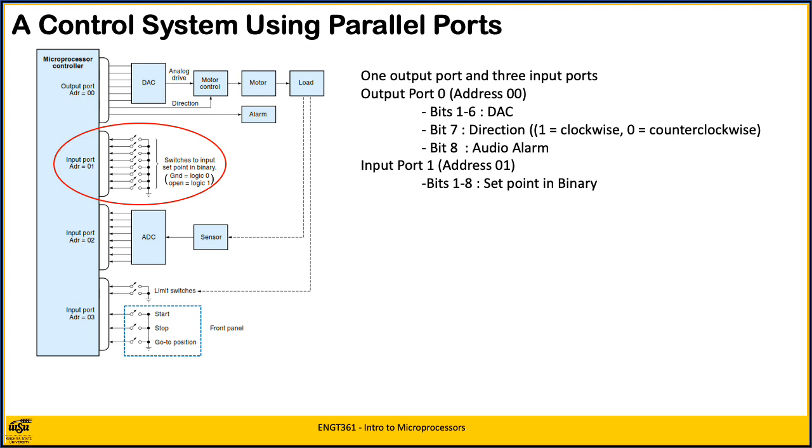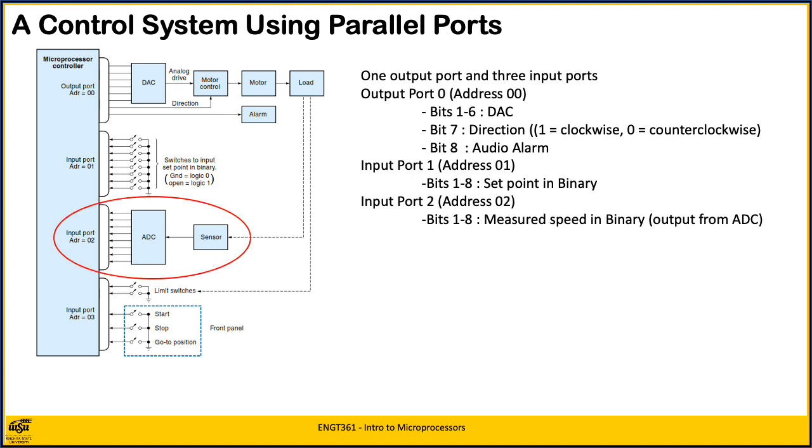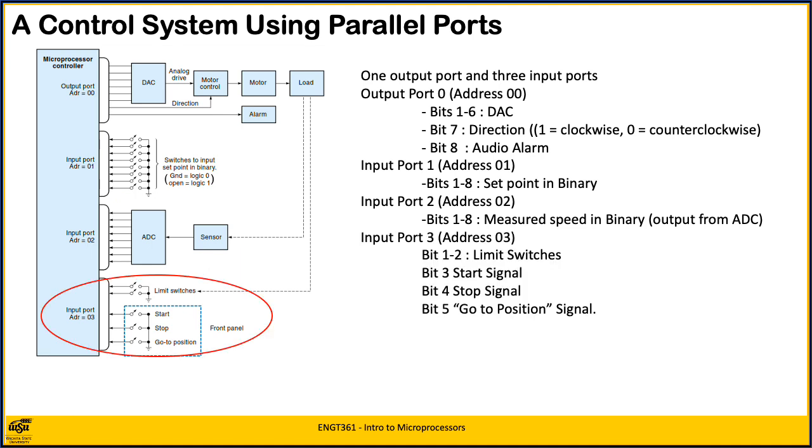The first input port inputs the set point data. The second inputs the ADC data from the sensor, and the third inputs various 1-bit logical variables. In this case, the system has 3 front panel switches as well as 2 limit switches. The limit switches are used as a backup to detect if the load has gone out of its designated range.